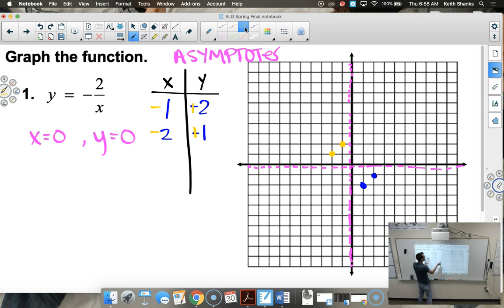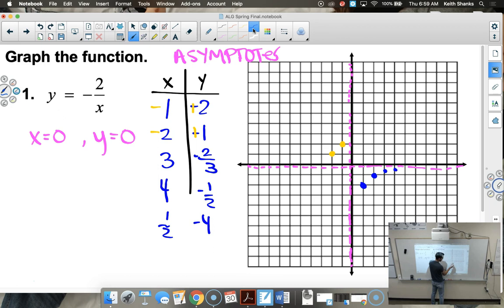All the other values are going to be not nice. They're going to be fractions and decimals, and that's okay. For example, if I plugged in 3, I would get -2/3. I could still graph that. Over 3, -2/3 would be about here. If I plugged in 4, I would get -1/2, right in the middle there. And you can kind of see what happens as you go. I could also plug in something like 1/2. If I plug in 1/2, I end up getting, this one's not too bad, -4. If I plug in 1/2, you go down 4.